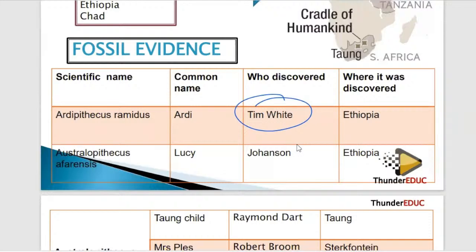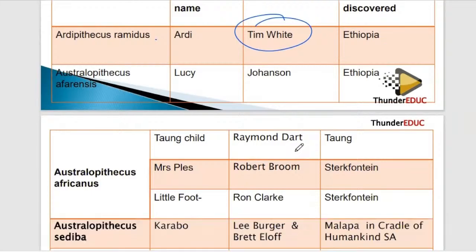So basically, Ardipithecus is Tim White in Ethiopia, and then Lucy. Who discovered Lucy? Lucy is Johanson, in Ethiopia. You understand? Johanson, Ethiopia. Where were the first two discovered? In the country which was not colonized. You think about that country, and it's Ethiopia. Yes.